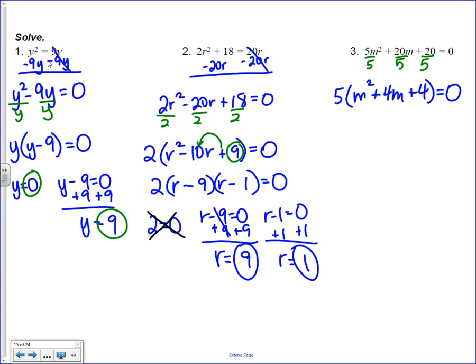How many terms are in there? So that means I'm going to make 2 binomials, and I'm going to drop the 5 out in front again. What are they going to begin with? And you're asking for factors of 4 that will add to 4. 2 and 2.